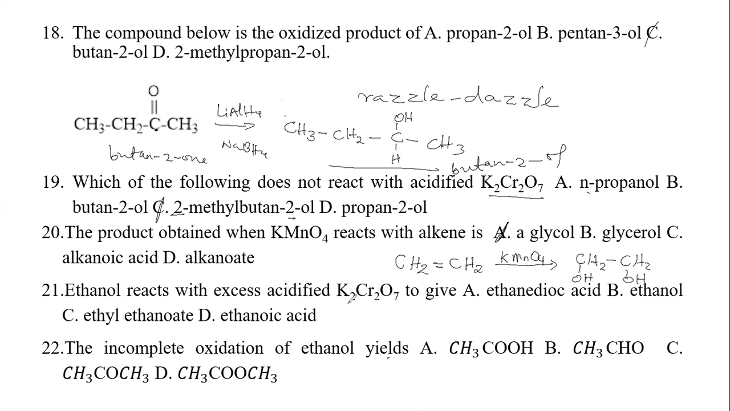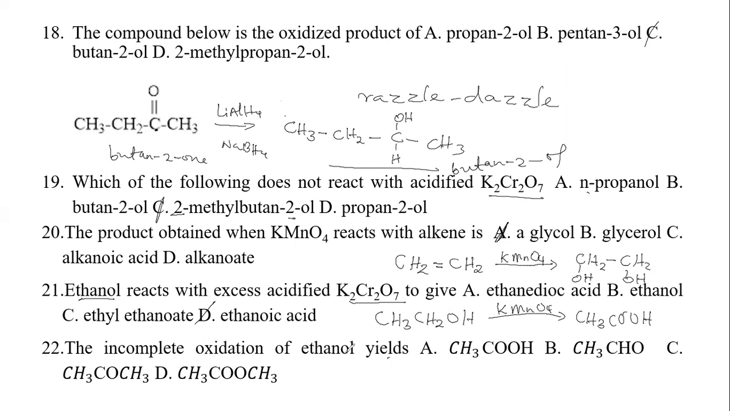Ethanol reacts with excess acidified K2Cr2O7 to give what? Ethanol is a primary alkanol, and primary alkanol will react with a strong oxidizing agent. This is a strong oxidizing agent to give alkanoic acid. So this ethanol, a primary alkanol, will react with a strong oxidizing agent such as KMnO4 to give ethanoic acid. So that's why option D will be the correct answer.